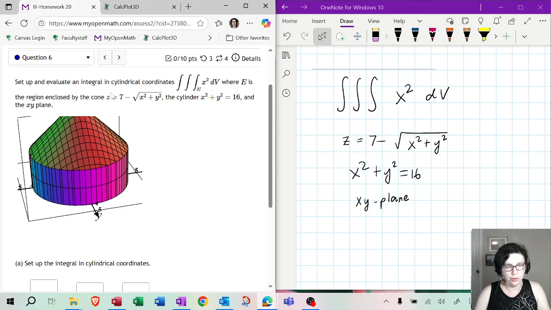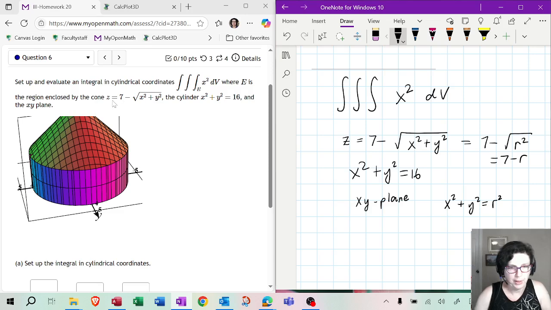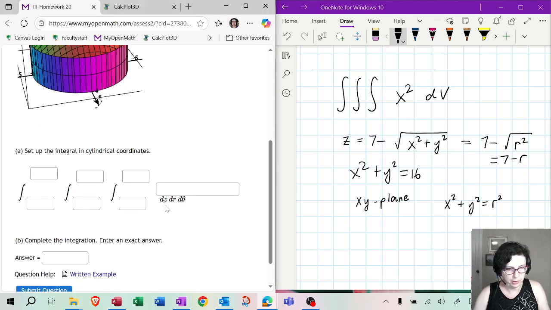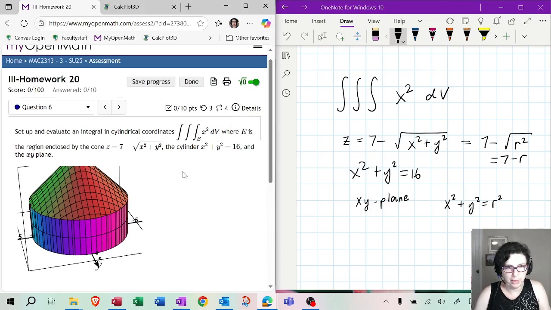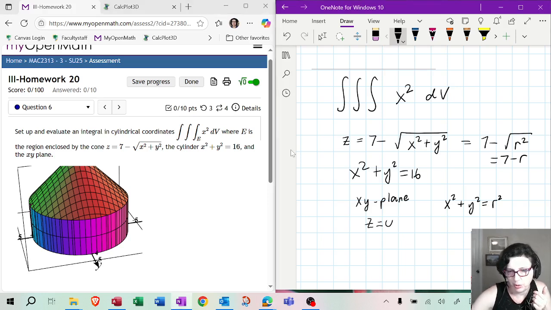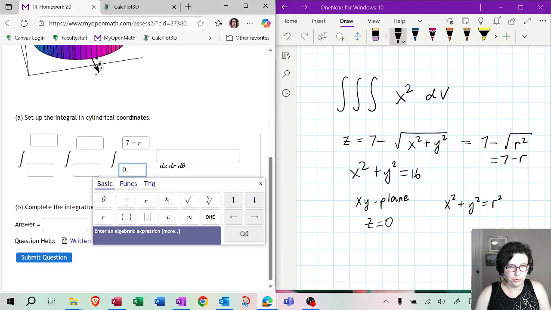Now the top surface is that cone, and in cylindrical coordinates, everybody needs to know that x squared plus y squared is r squared. So here we have 7 minus the square root of r squared, which just means 7 minus r. So that's going to be your top limit. Your bottom limit is the xy plane, which is the same as z equals 0. That's the same whether it's cylindrical or rectangular, because z is the same. So here z equals 0.